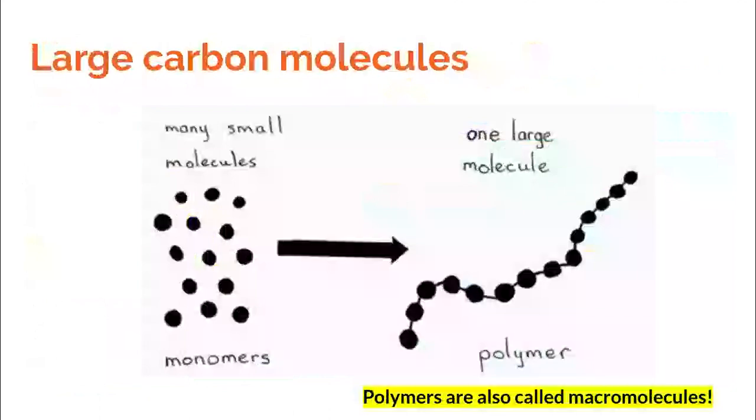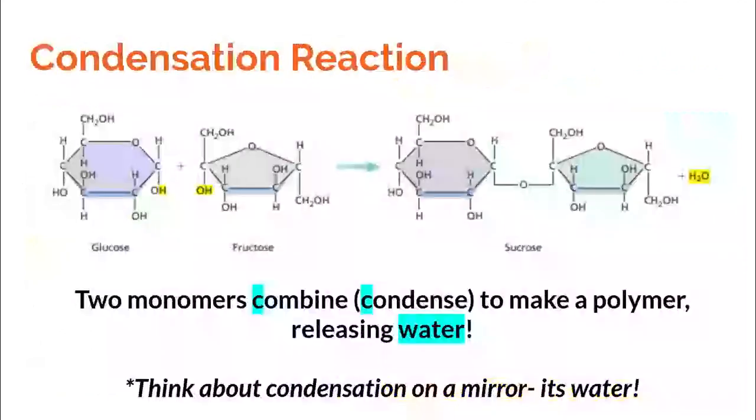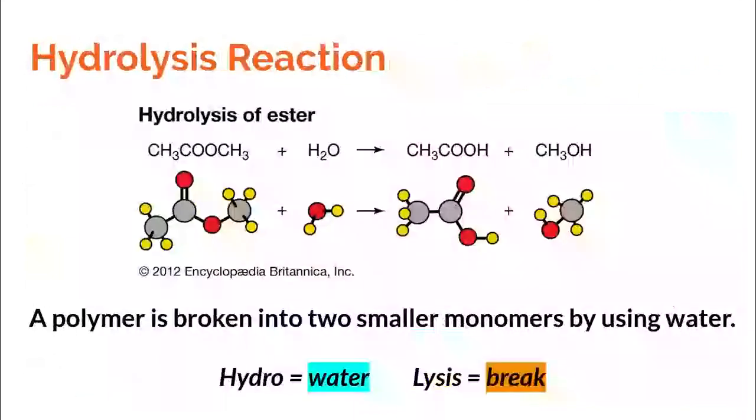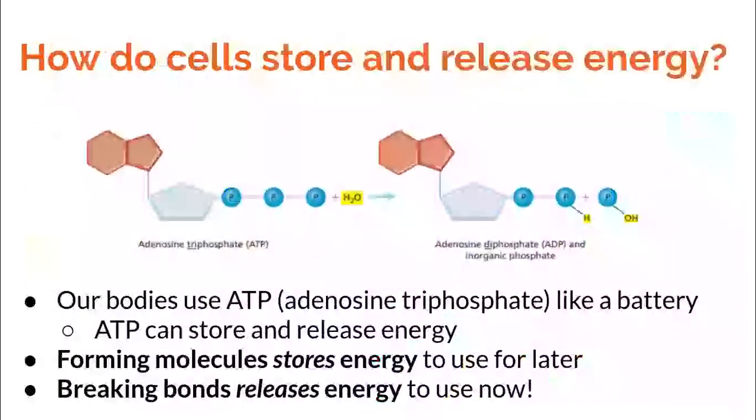Monomers are small molecules that connect to make polymers. Condensation reactions are used to make polymers. And hydrolysis reactions are used to take a polymer and break it down into smaller monomers. And that's mostly important in our body for the creation and breaking of ATP in order to store and release energy.